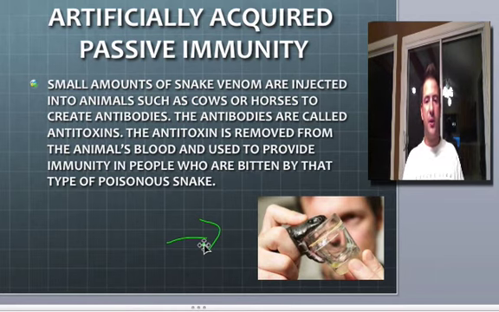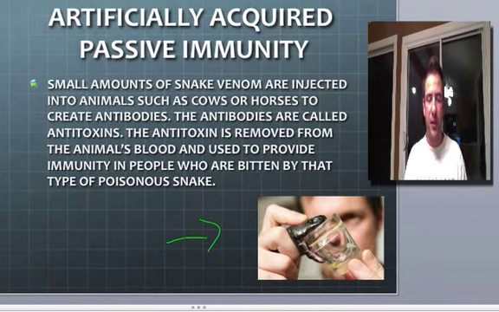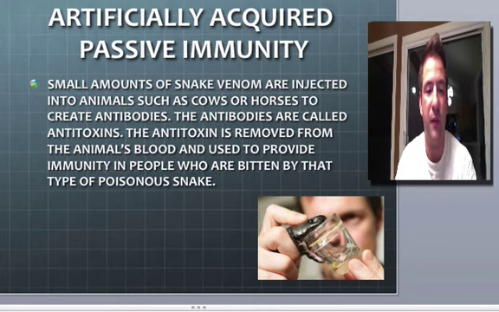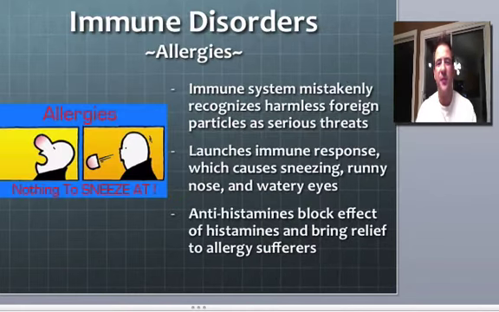But then what we do is we call these antibodies within these animals antitoxins. And then the antitoxins are basically going to be removed from the animal's blood. And then we flip it and use it for immunity in people who are bitten by that type of poisonous snake. And it actually works to cure them from that particular venom or invader.